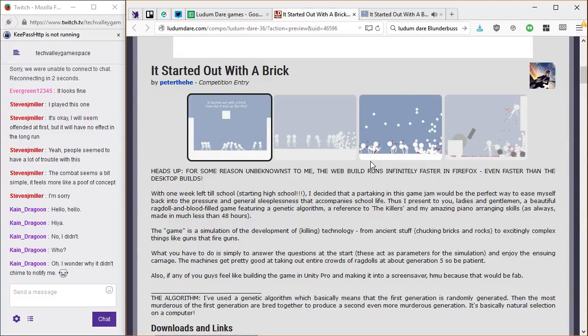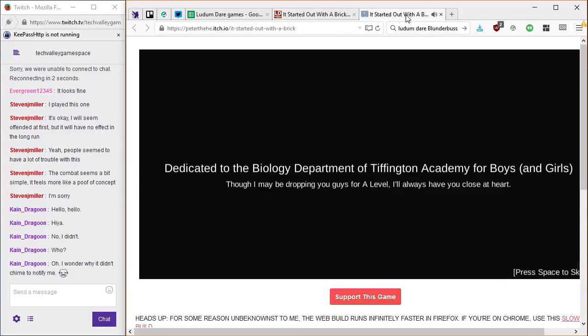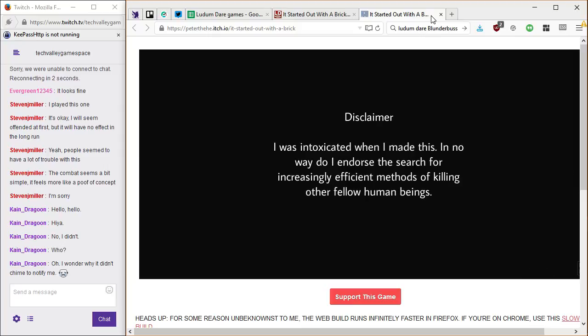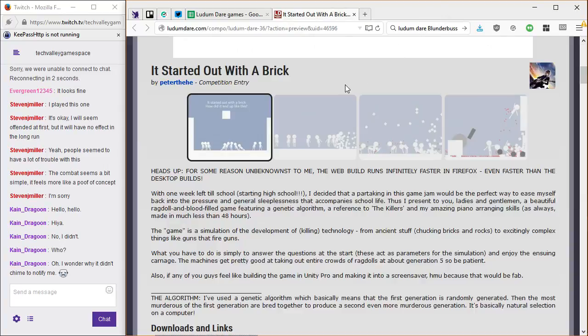There is variation in the population, mutation, visuals, and oh wait, excuse me. Let's go back to the It Started Out with a Brick description first. We're going to read that.